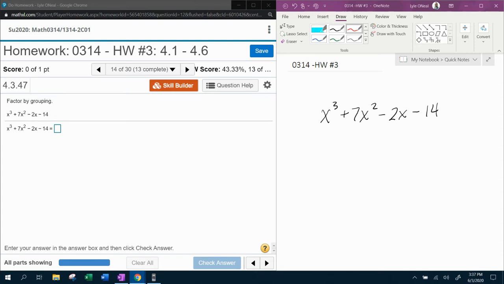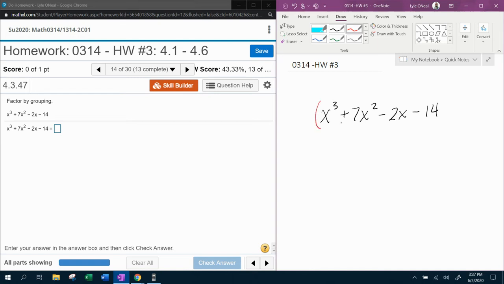So the reason that they specify factor by grouping is that there are 4 terms, and notice that all 4 terms do not have a common factor. Like, for example, the 14 doesn't have an x, so I can't take an x out of everybody. And the x to the third doesn't have a coefficient other than 1, so I'm not going to be able to factor out anything from all 4 terms. But there are 4 terms, and that's when you factor by grouping.